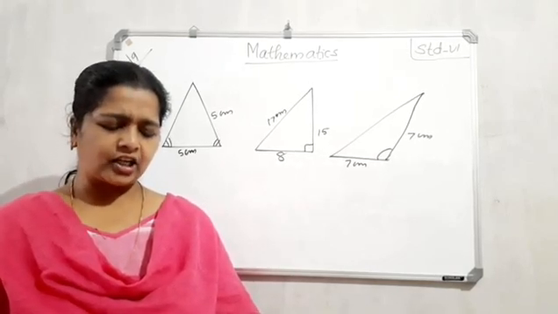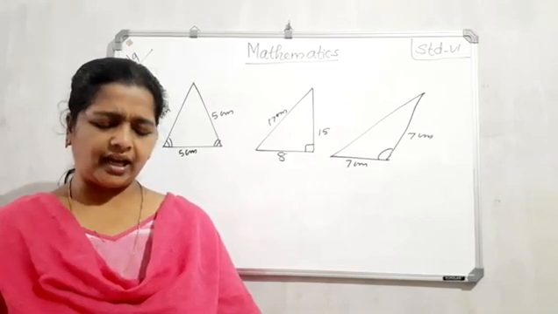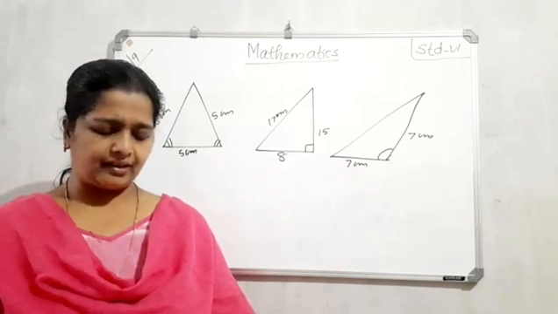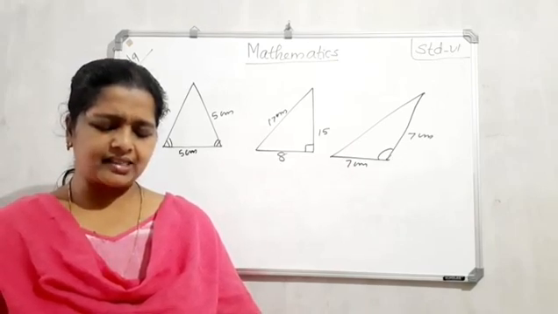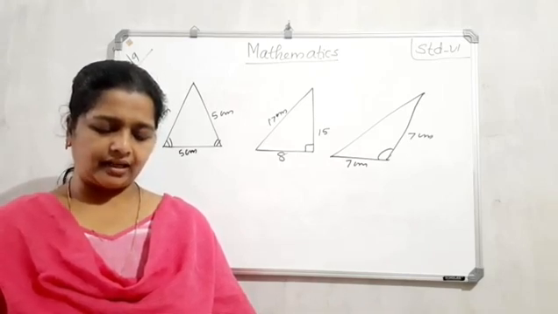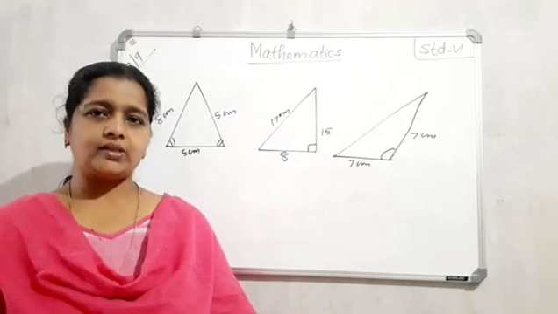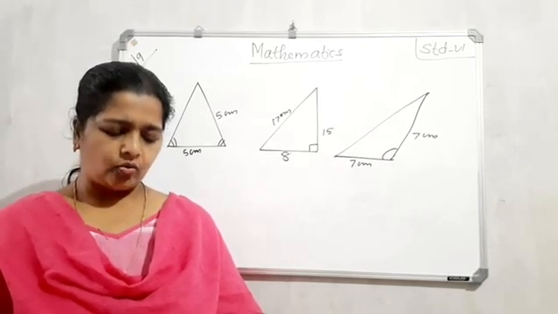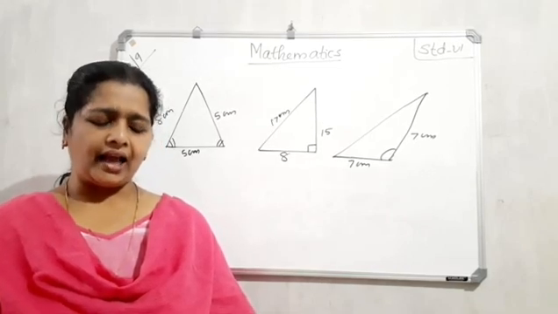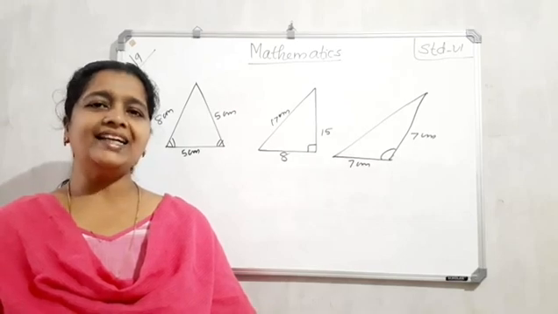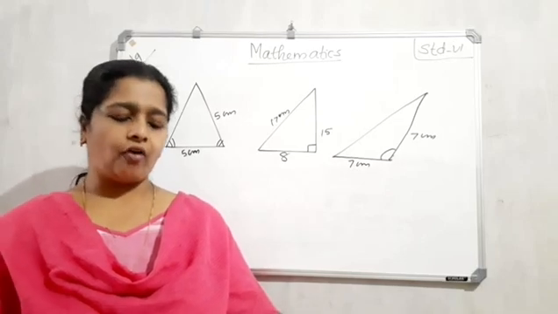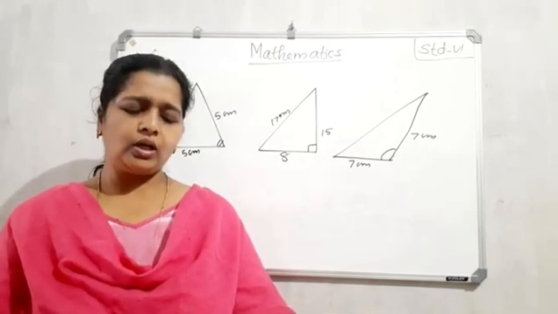Next, three acute angles. Three acute angles, that is acute angled triangle. That is F. Then one right angle, that is right angled triangle, D. Next, one obtuse angle, that is C, obtuse angled triangle. Next, one right angle with two sides of equal length, that is B, isosceles right angled triangle. Clear?